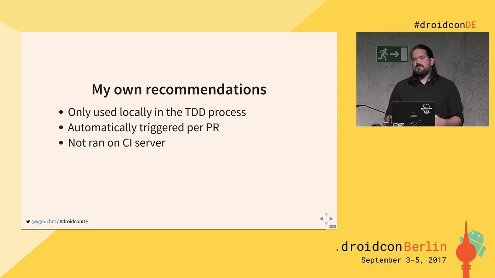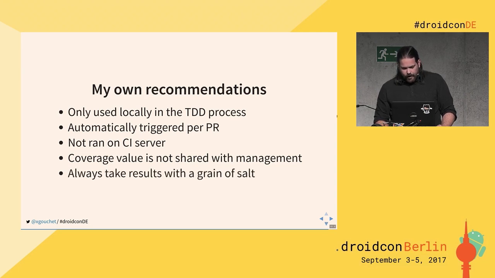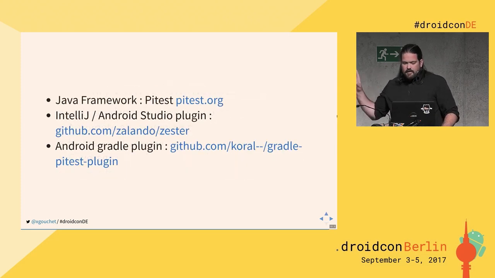The other thing is that each mutation coverage pass is only going to test several mutations among all the mutations possible. This means that 2 consecutive mutation passes won't have the same results. So this means that you can't keep the values and make it viable. So of course, the coverage value is not shared with management, because each run can have a roughly different output, and of course, it's not absolute. And always take your results with a grain of salt. As I said, it's not because you have a mutation surviving that it means that your tests are wrong. Sometimes the mutation survives for good reasons.